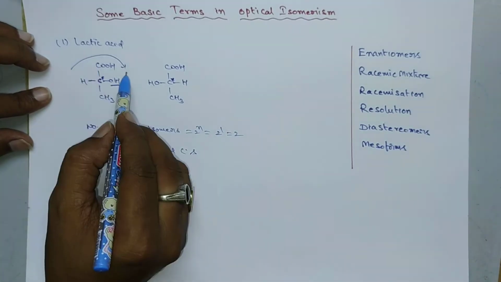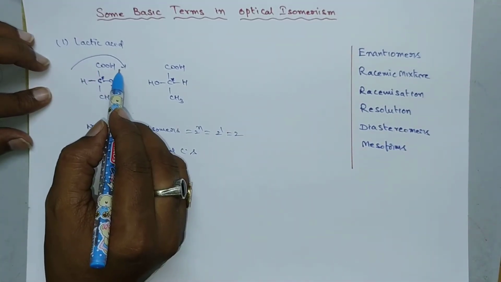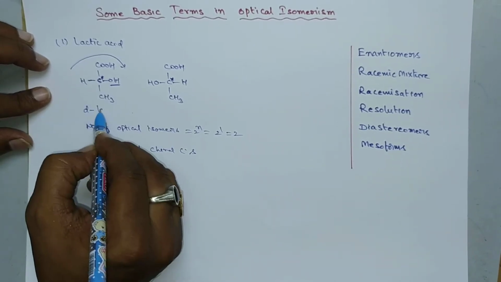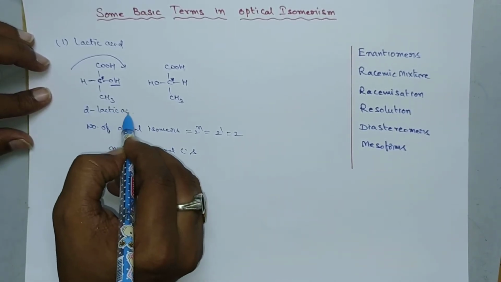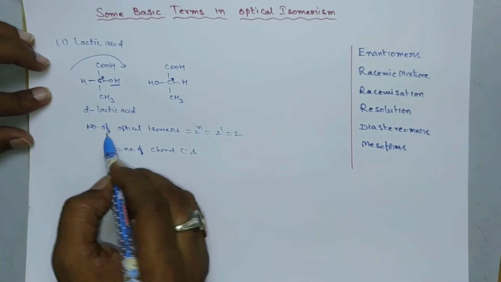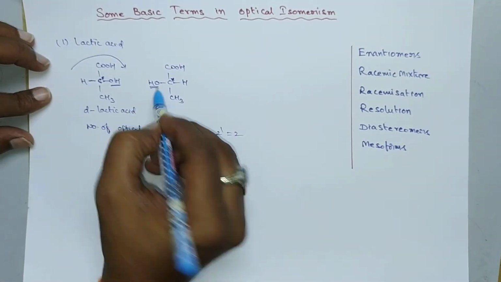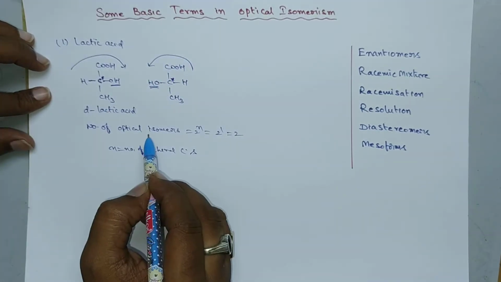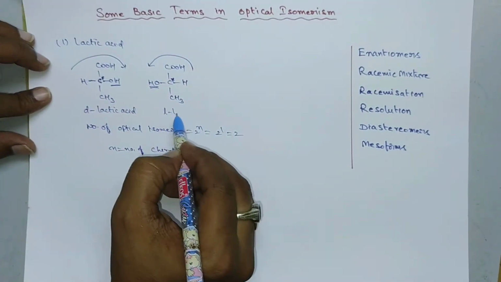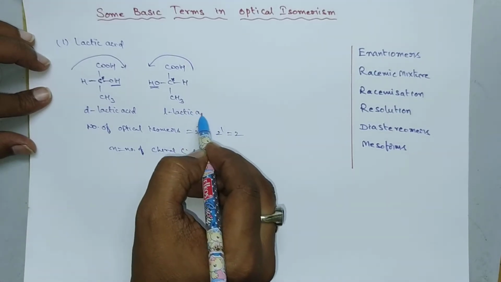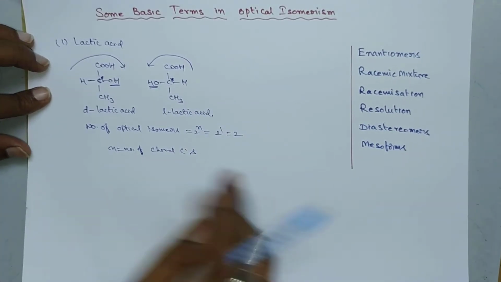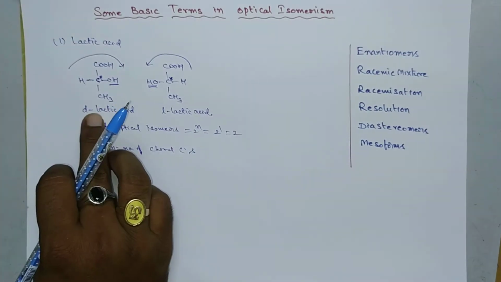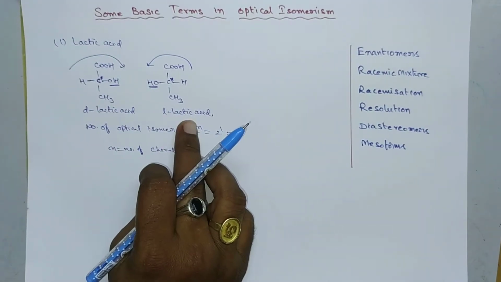If the molecule rotates the plane of the polarized light in clockwise direction, then it is called a dextro molecule. That's why it is D-lactic acid. And here the OH is present at the left hand side, so it may rotate in anti-clockwise direction. That's why it is called L-lactic acid. In this way, of these two molecules, one exhibits dextro rotation and the other exhibits levo rotation.